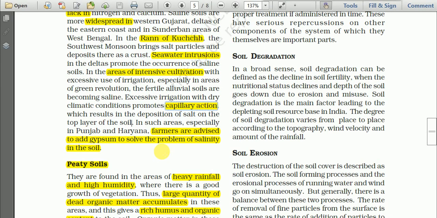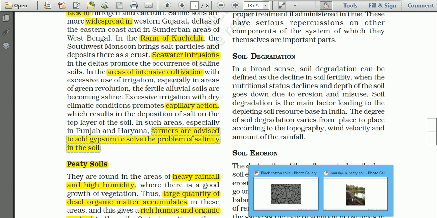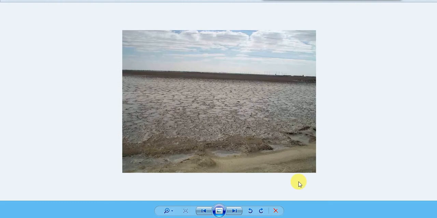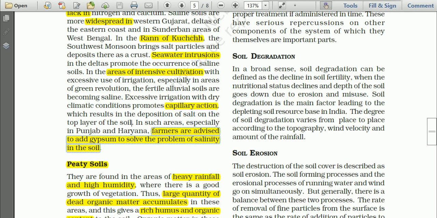And in such areas, especially in Punjab and Haryana, farmers are advised to add gypsum to solve the problem of salinity in the soil. Just to solve the problem of salinity in this type of soil, we have to add gypsum. And we have a photograph showing this saline soil here. So this is a photograph showing saline soils.